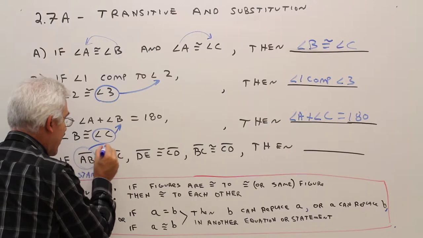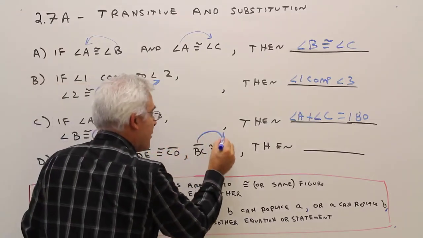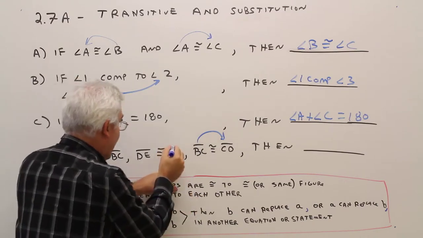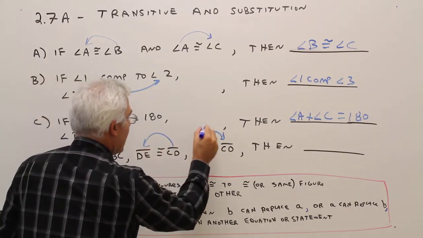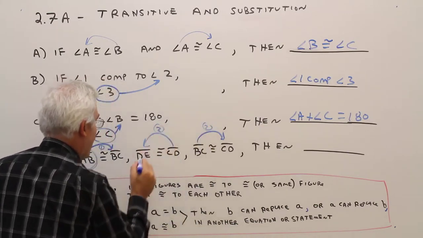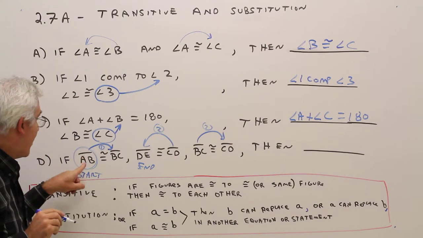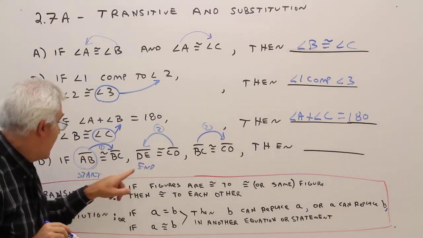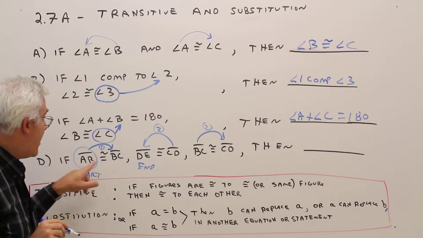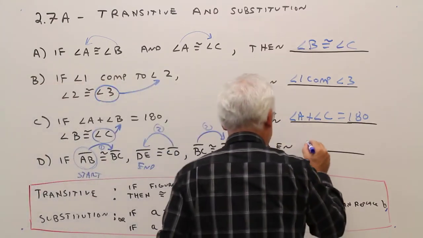So AB goes to BC, and then BC jumps to CD, and then CD jumps to DE. So I did step 1, I did step 2, and I did step 3. And it looks like I'm ending up there. Again, a single starting place and a single ending place. So I can conclude AB is ultimately congruent to segment DE.